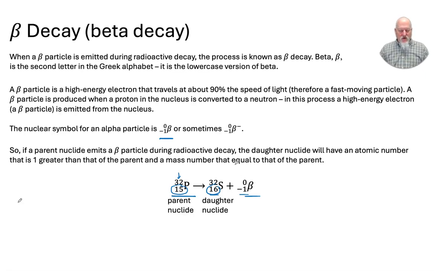Okay, so in this process we can see that the parent nuclide, in this case, was phosphorus 32. It had an atomic number of 15. The daughter nuclide is sulfur 32, so it still has the same mass number, but now it's changed from a phosphorus atom to a sulfur atom because in the nucleus it's now got one more proton. All right, so that's the process of beta decay.